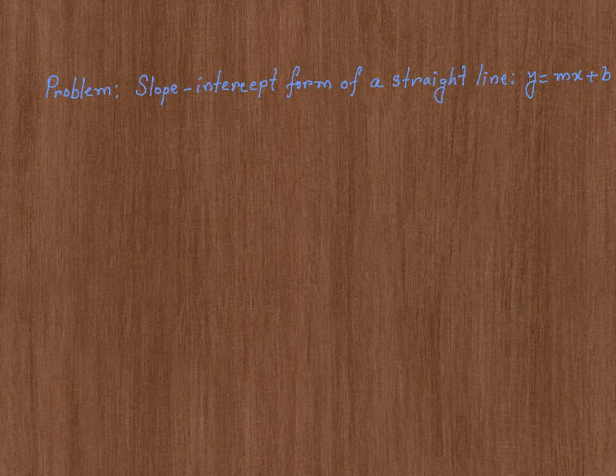In this video, I am going to discuss the slope-intercept form of a straight line, which is y is equal to mx plus b. Let me give you an overview of the formula. y is equal to mx plus b. This tells you two things. One is slope. m is the slope of the straight line under consideration, and b is the y-intercept.